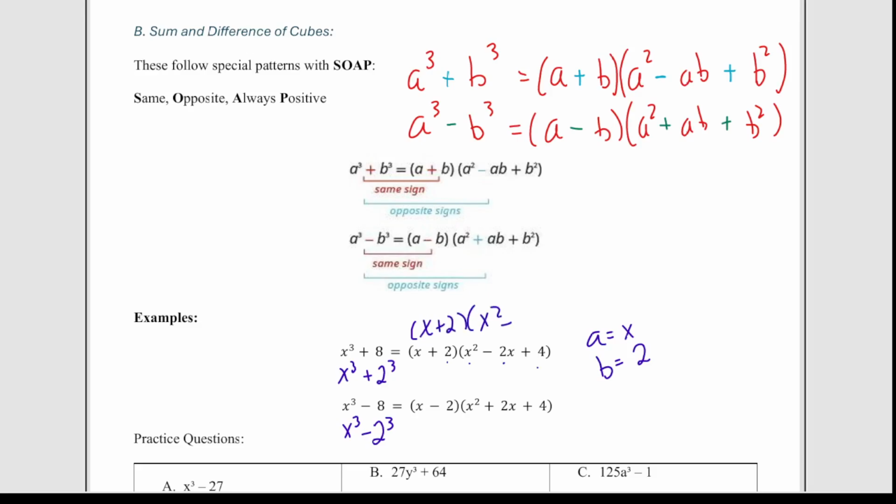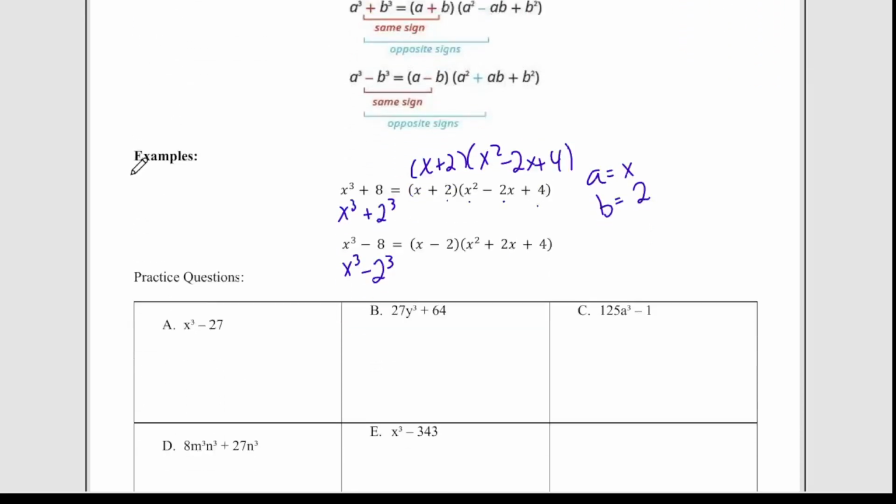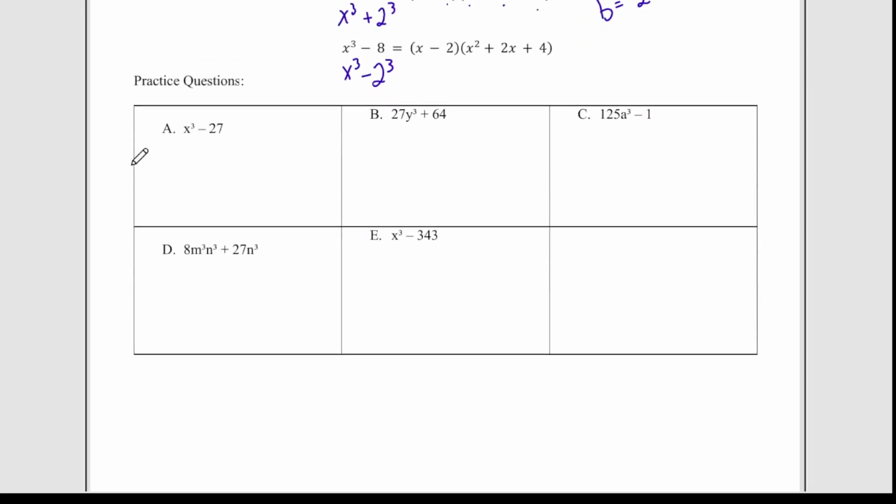X squared, minus 2 times x is 2x. 2 squared is going to give us 4. And that's why you end up with the parentheses that you end up with. So let's practice that a little bit. And again, that key part will be initially identifying what has to be A and what has to be B.